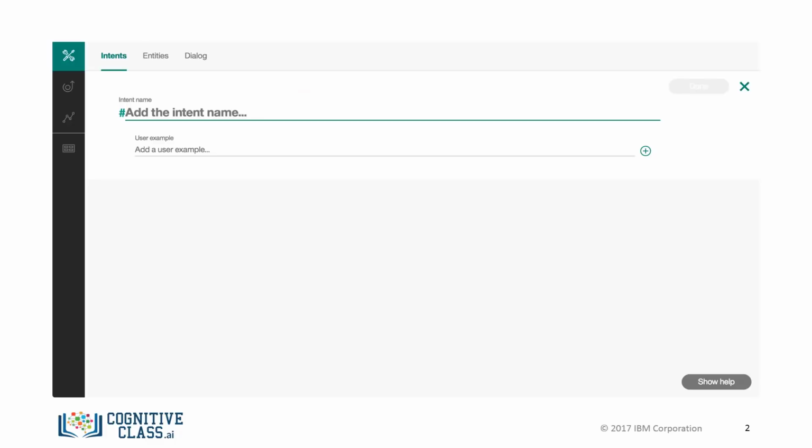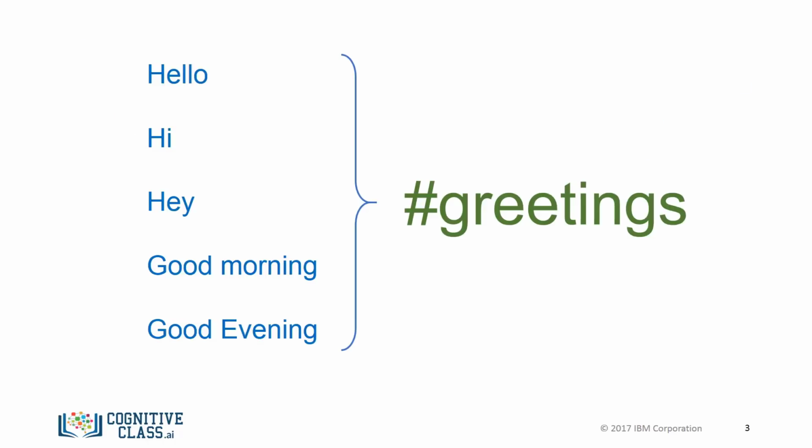Watson Conversation expects us to add examples for each intent that our chatbot needs to address. These examples are then used by Watson to figure out different ways in which people might express the same intent. In other words, you can think of intents as labels for a group of examples that express a common goal or purpose. For example, we might define an intent called greetings.